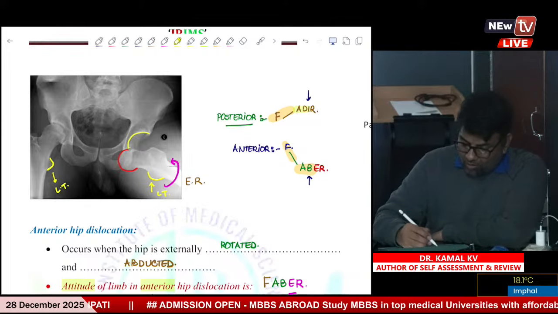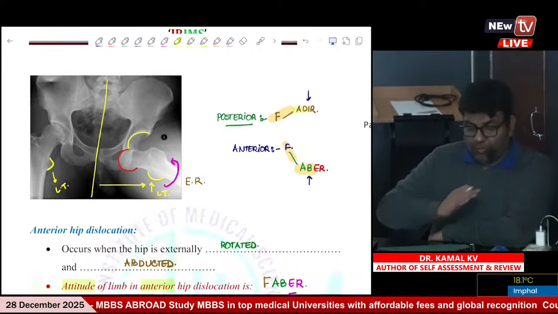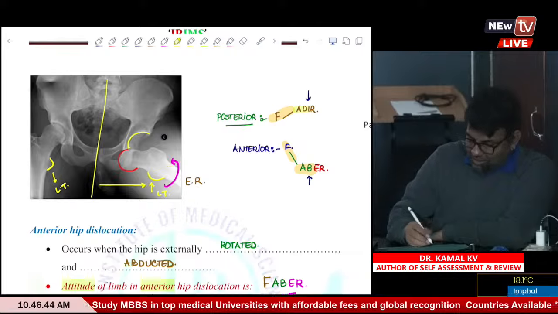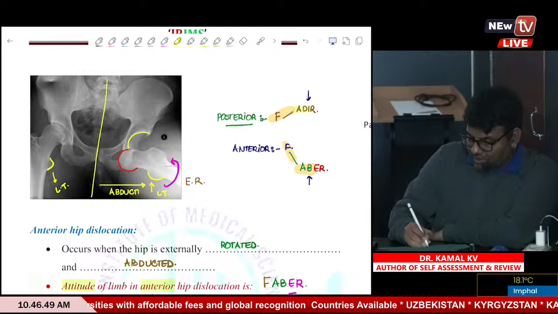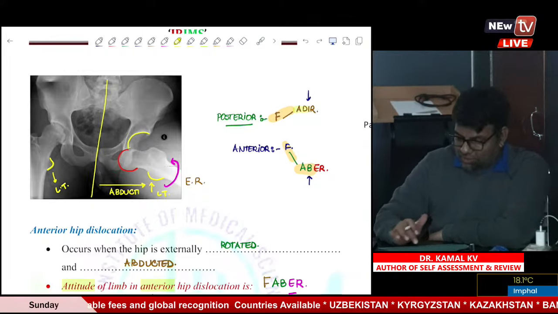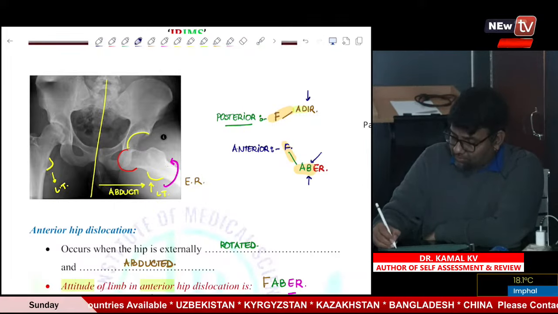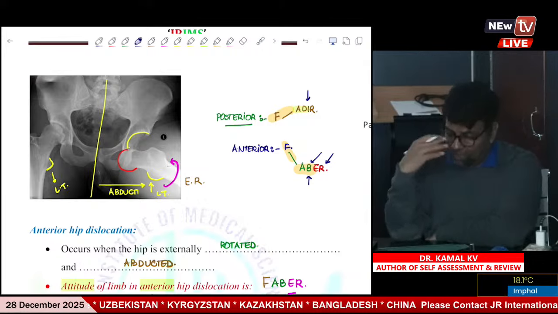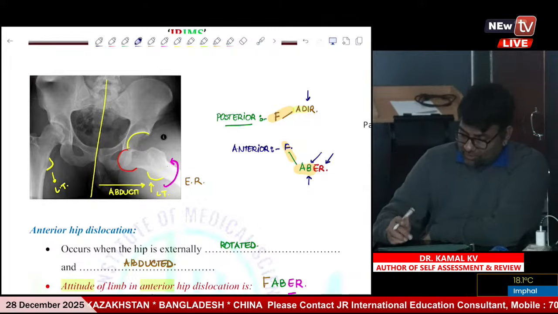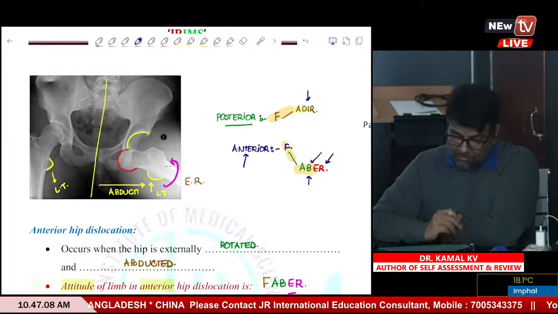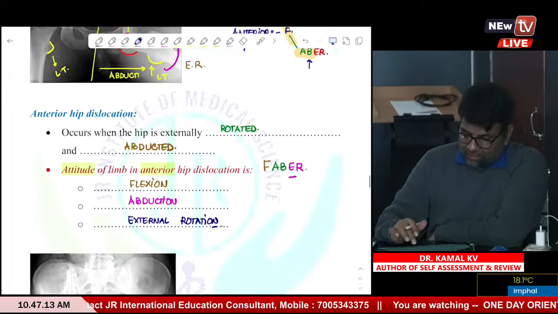Again, you can draw a line from the middle and see the femur is moving away from the body. This is abduction. So on X-ray you can see two things, abduction and external rotation. And the moment you have abduction and external rotation of the hip joint, without any doubt you can say it is a case of anterior hip dislocation.